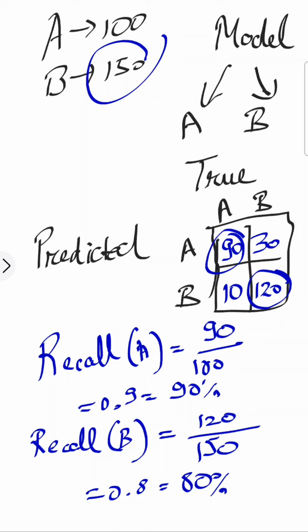Basically, recall tells us, out of all the samples belonging to a particular class, how many were actually identified as belonging to the same class.